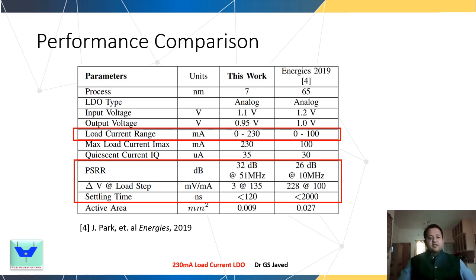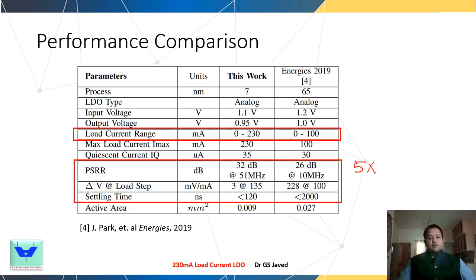Now, the focus points that we would like to bring out: the PSRR, the power supply rejection ratio, that we have is 32 dB at 51 megahertz, which is 5 dB higher than the comparison voltage. The delta V in millivolts that we see per load step is only a 3 millivolt increase for a load step of 135 milliampere, whereas the reference shows 228 millivolt for 100 milliampere. So taking into account the change in the design technology, we can easily say that if not 10x, it can easily be a 5x betterment that we see in the load regulation.